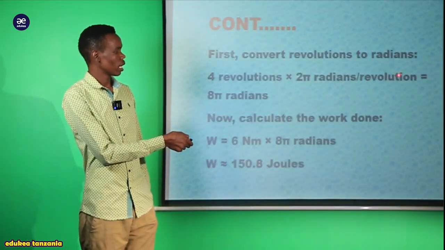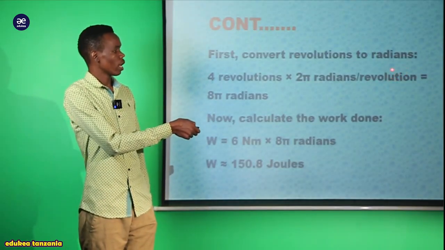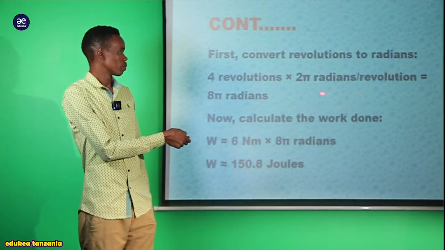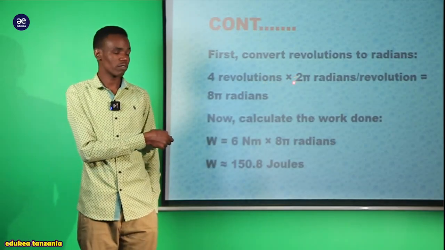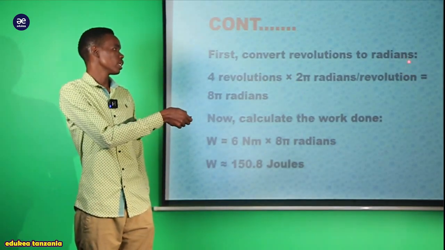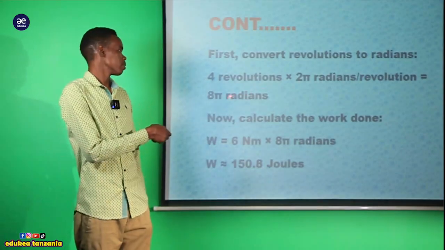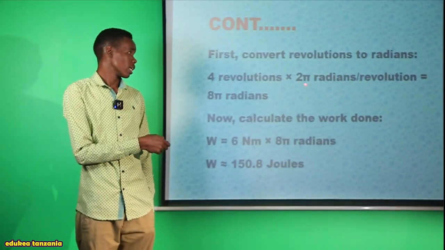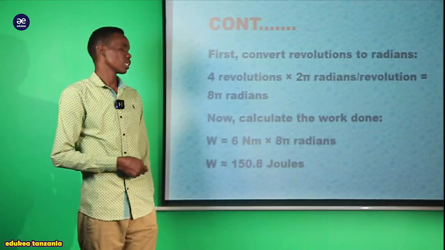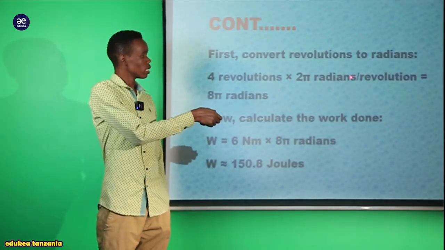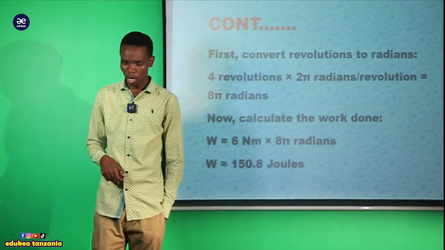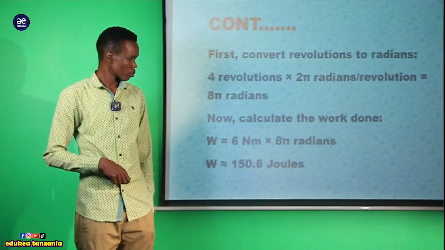As we know, below we have revolution over revolution, and at the top we have a revolution. Now we can cancel this revolution, and we remain with 4 times 2 pi. That 4 times 2 pi gives us 8 pi times this radian that we are observing here.